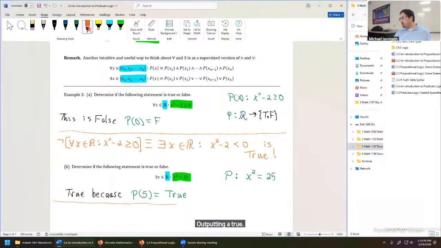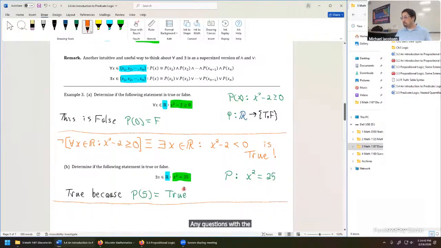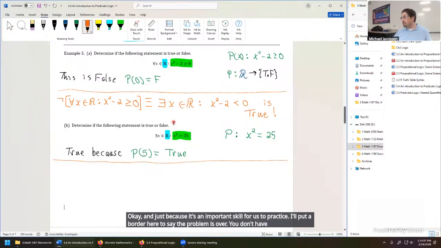Well, these problems go kind of quick, but it's a good time to spend some time to just think about everything that happened on paper. Any questions with the solution in part B? Okay, and just because it's an important skill for us to practice, I'll put a border here to say the problem is over. You don't have to do this in the homework.